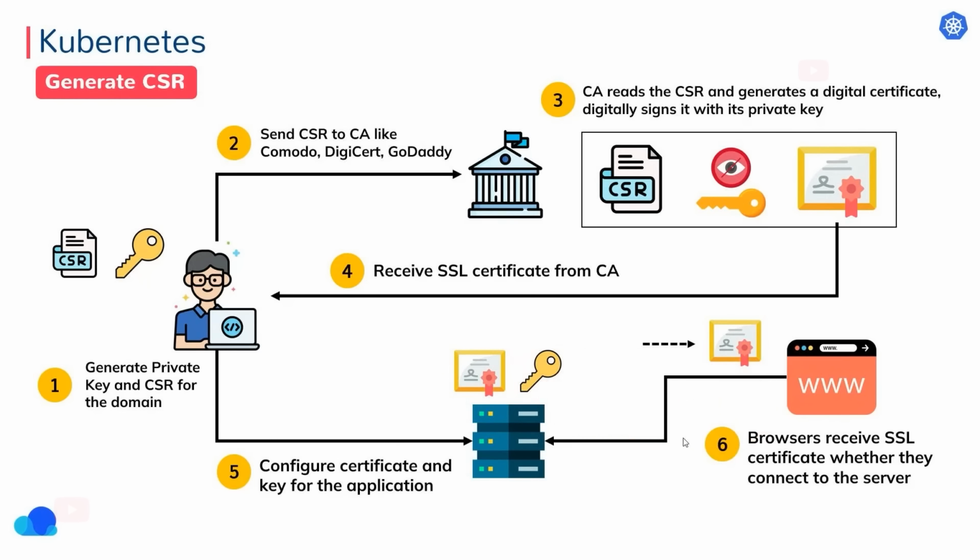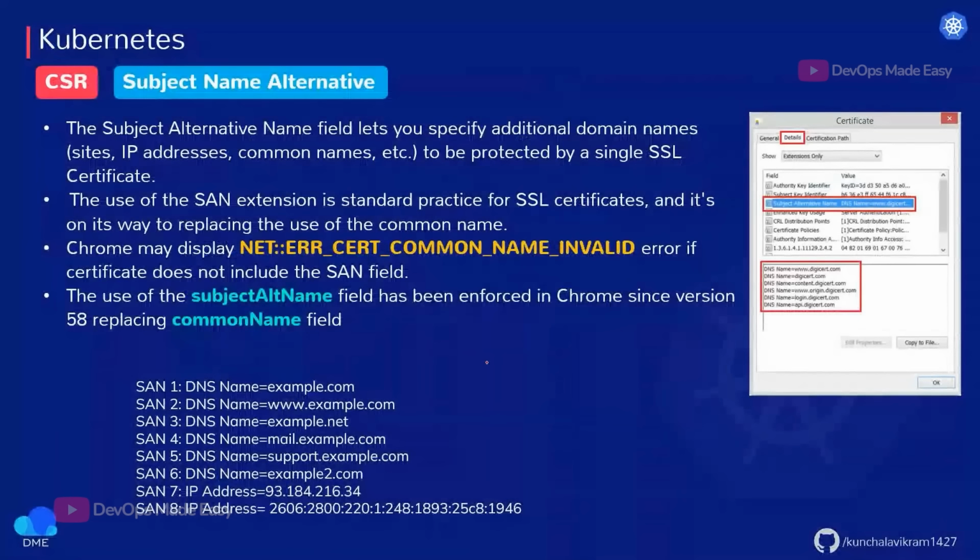Okay, in case you have a common name, which is your domain name, but you don't have the subject name alternative, your browsers will simply throw an error saying certificate common name invalid, because the SAN field is absent in your certificate.